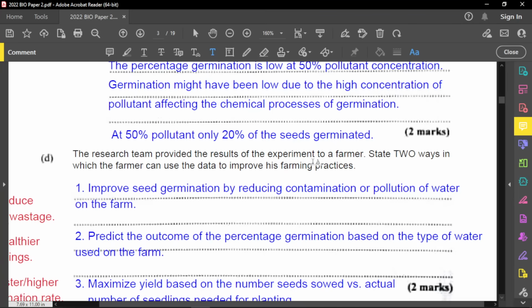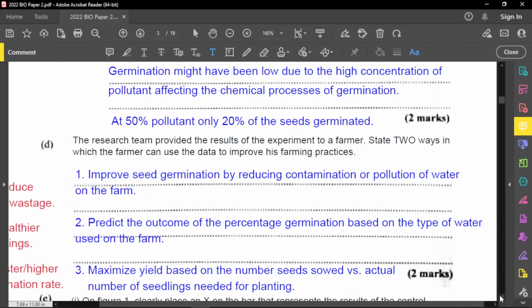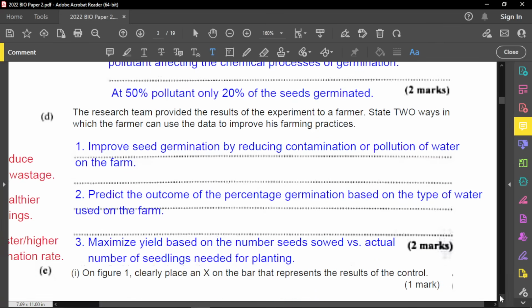State 2 ways in which a farmer can use the data to improve his farming practices. And so I have a number of things listed here. Some of them will overlap, matter of fact, but I just want to point out the ways that you actually could answer this question. And so again, you don't need to write long, extended paragraphs, really, just make the points clear in terms of what you want to point out.